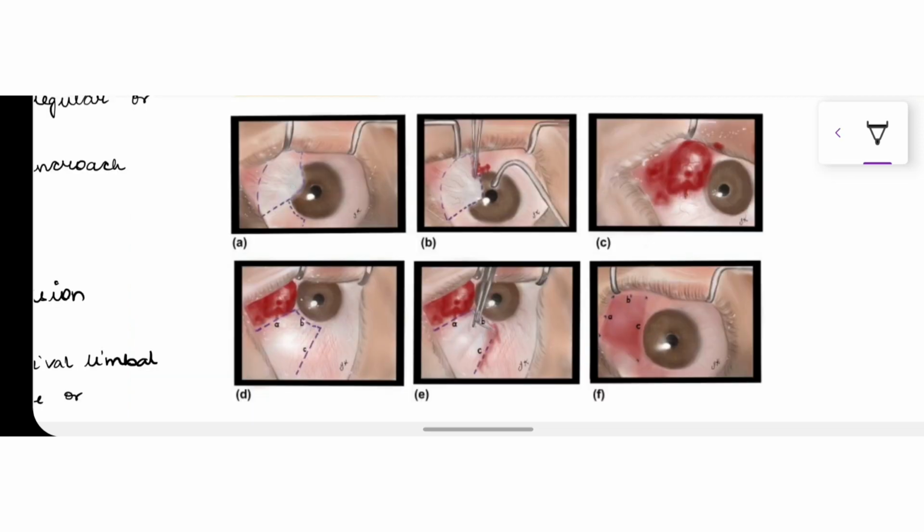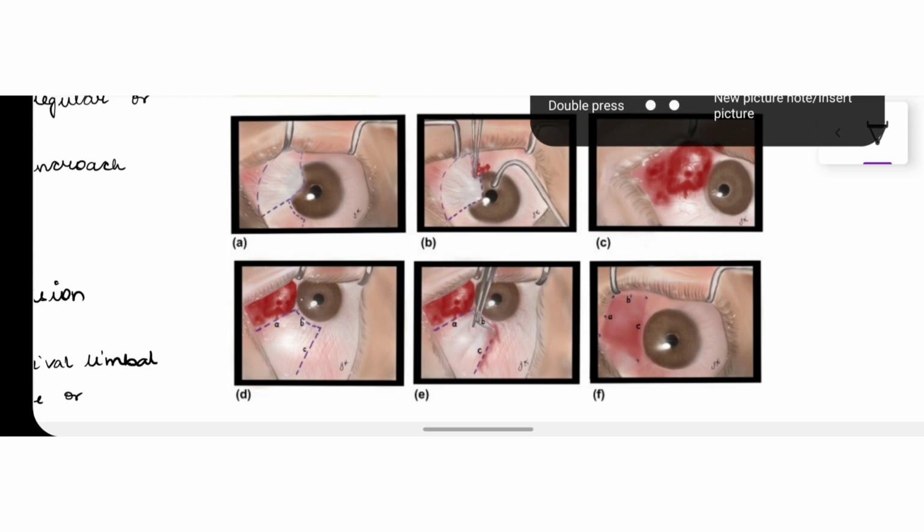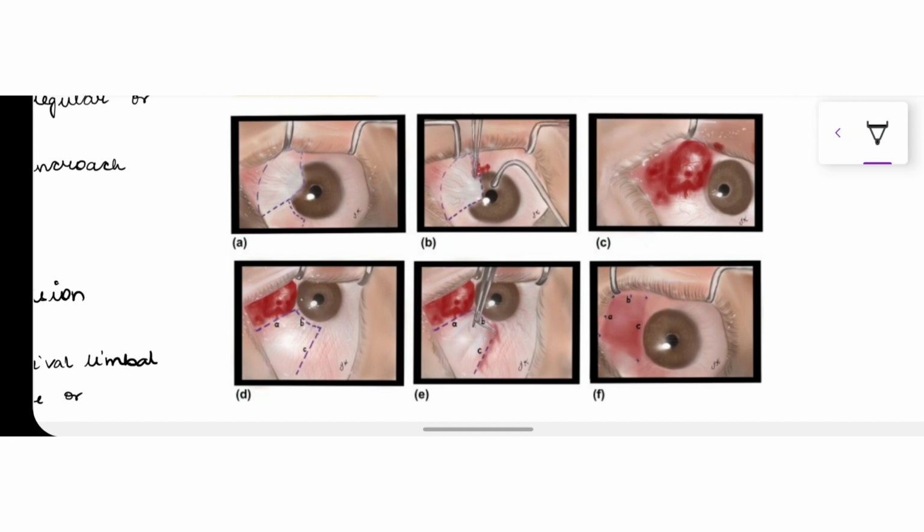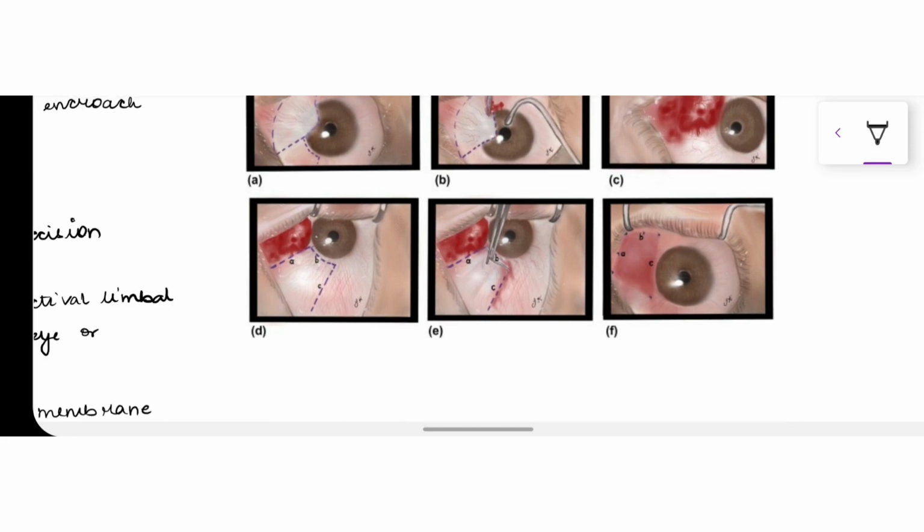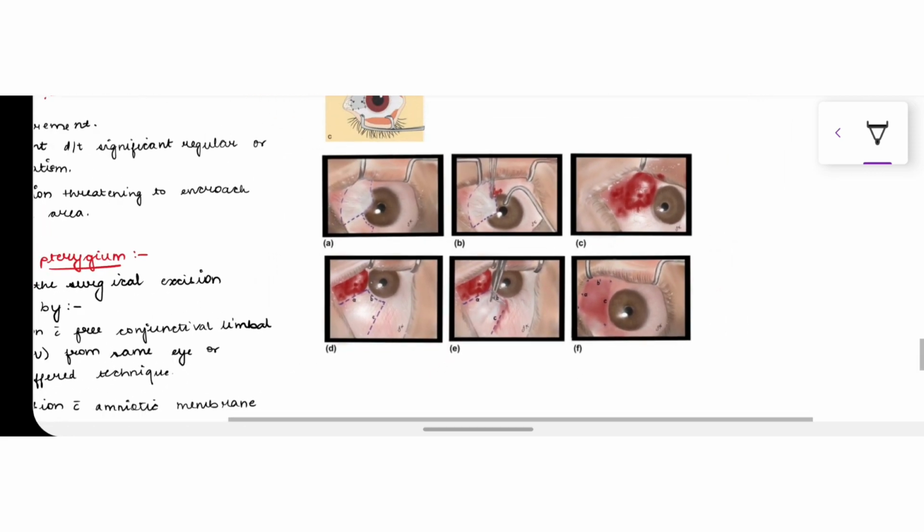Here we can see first the head is being excised from the cornea below, then the whole of the pterygium mass is being excised, then we bring about the hemostasis, then we take the conjunctival autograft from the same eye of the patient, or we can also take it from the other eye. This is the conjunctival autograft. Then we remove this, and we place it on the exposed pterygium part. This is how the surgery for the pterygium is done.